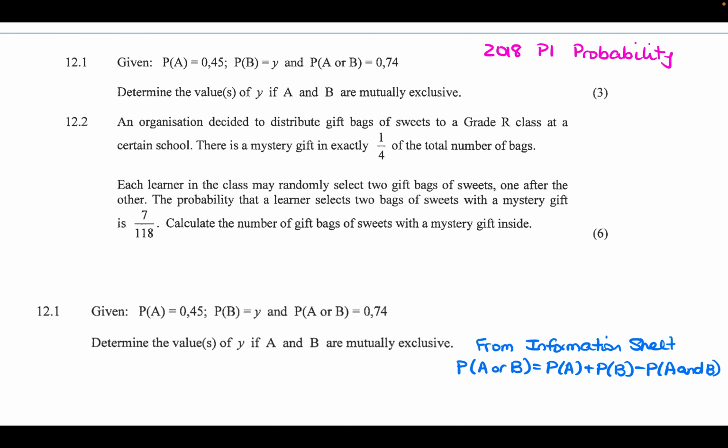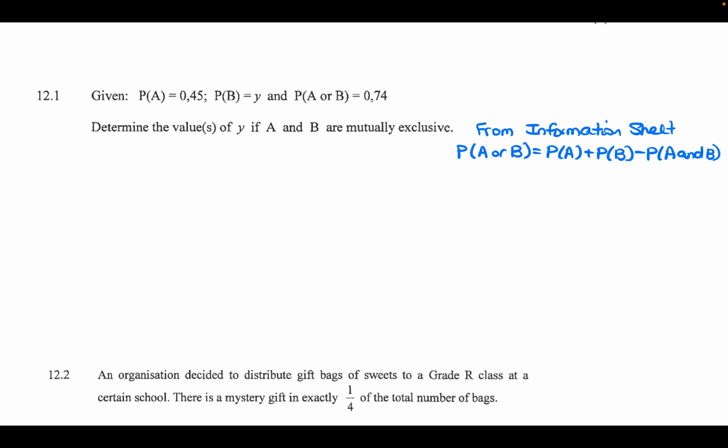Okay, we are going to do 2018, paper 1. It's a probability problem, number 12. And there is the whole problem, 12.1 and 12.2. We'll start with 12.1.